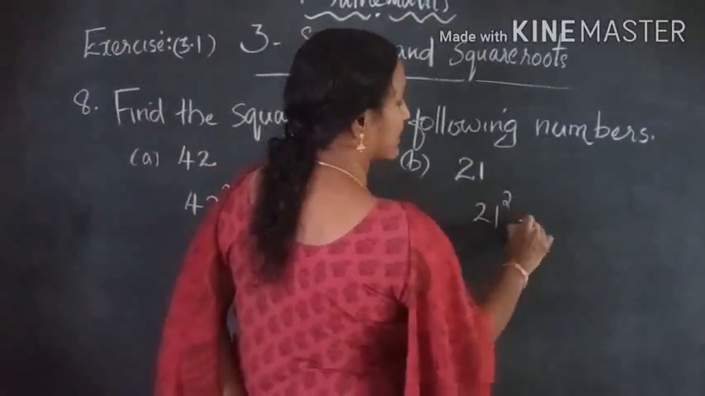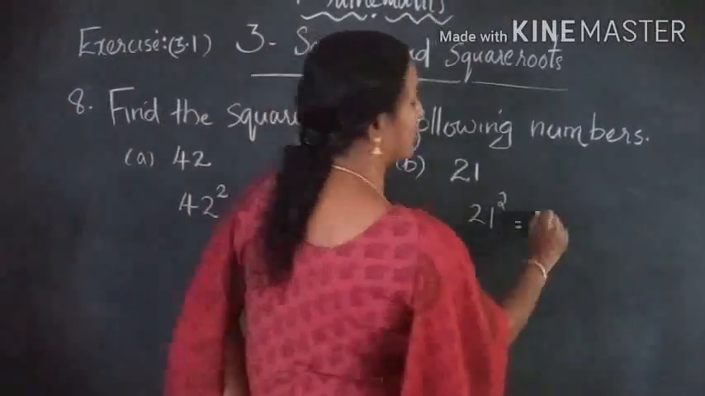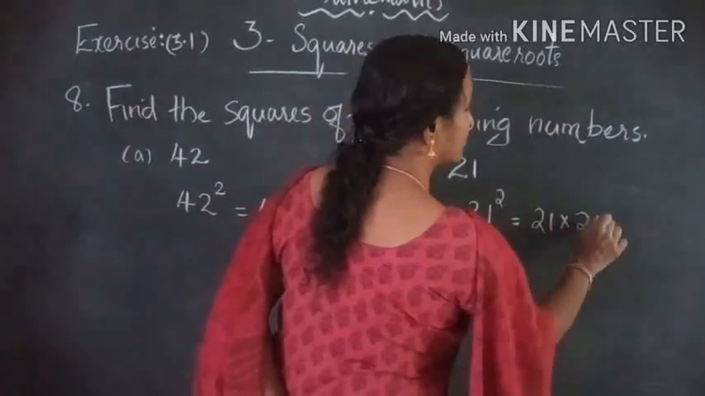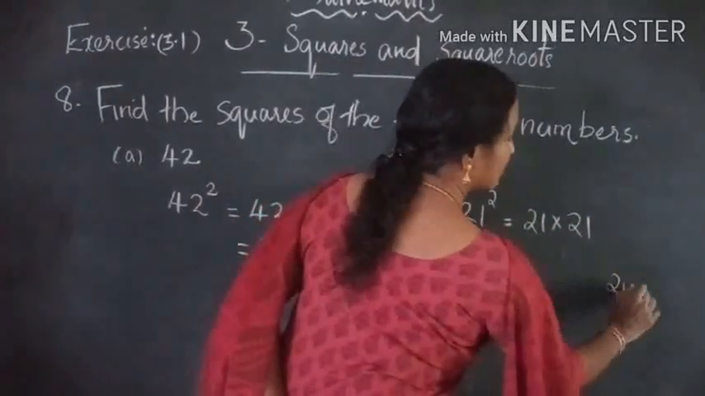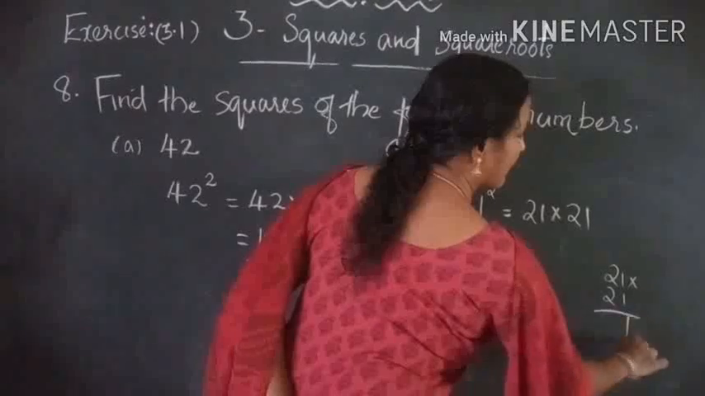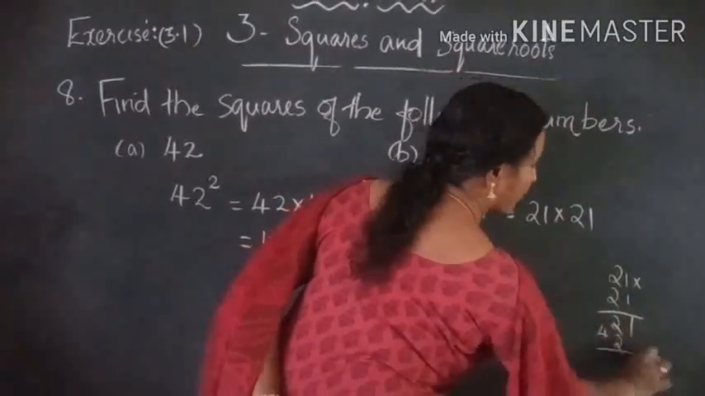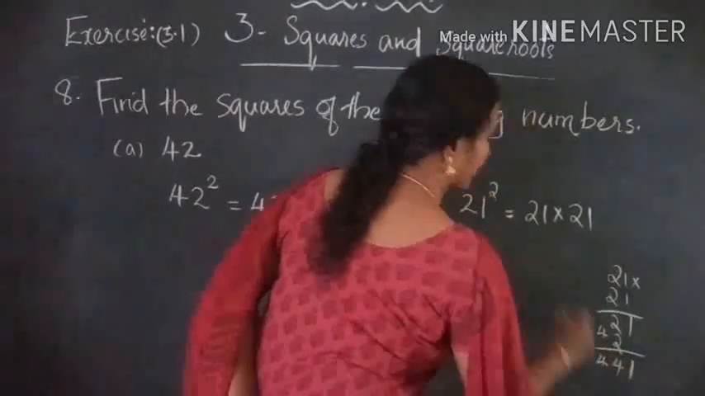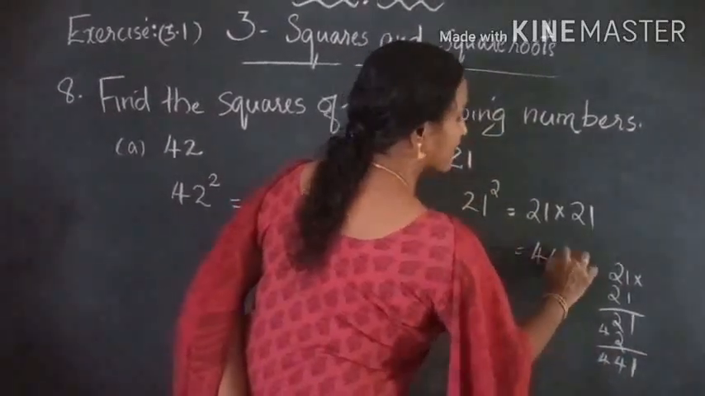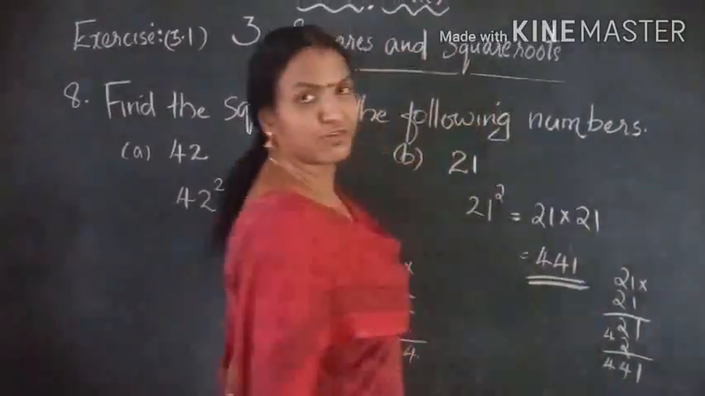The next one, 21. 21 square means 21 into 21. 1, 2 2s are 4, 1, 4, 4. So 441.